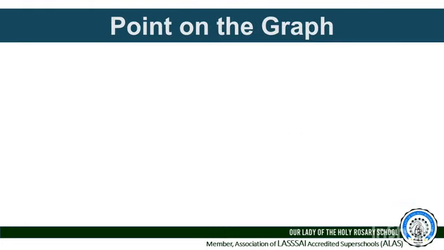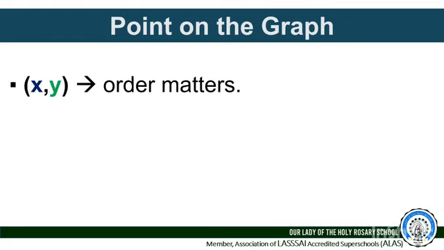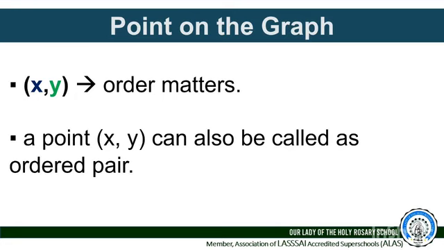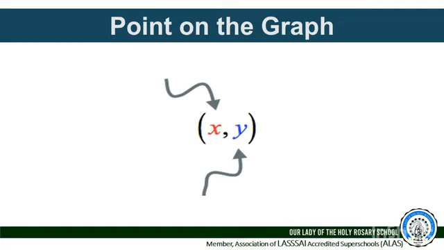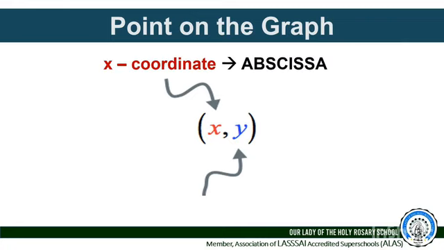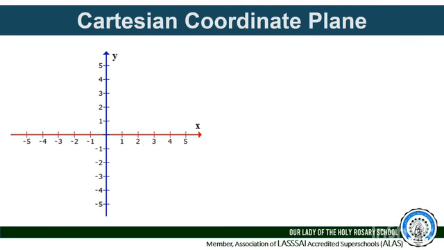A point in a plane or graph contains two components where order matters. It comes in the form of (x, y), where x comes first and y comes second. We call this point an ordered pair. In an ordered pair, the first number is always the x-coordinate, or we also call this the abscissa, and the second number is the y-coordinate, or we can also call this the ordinate.